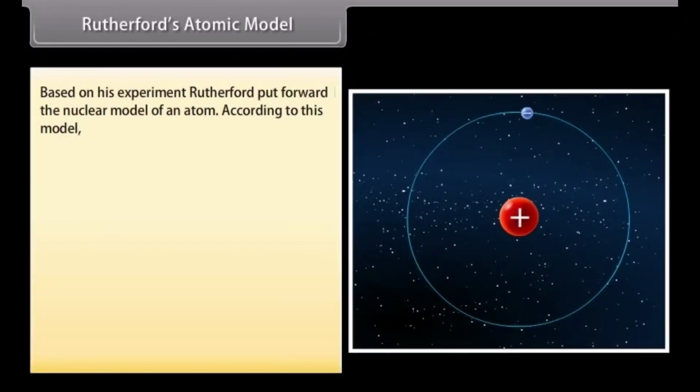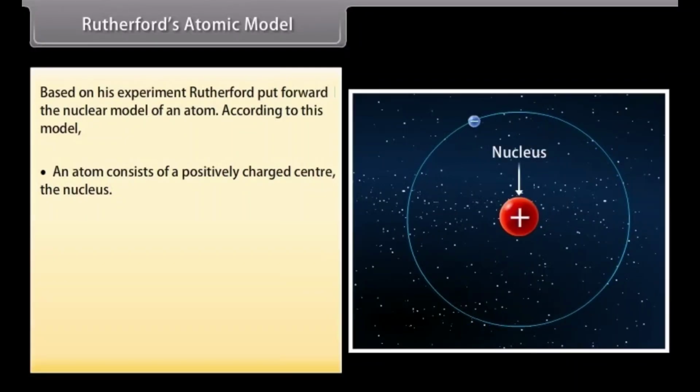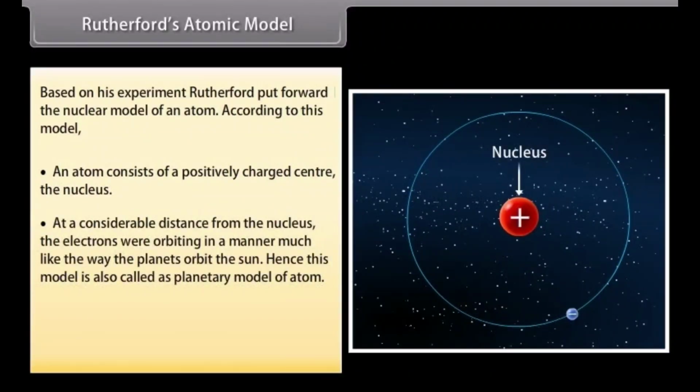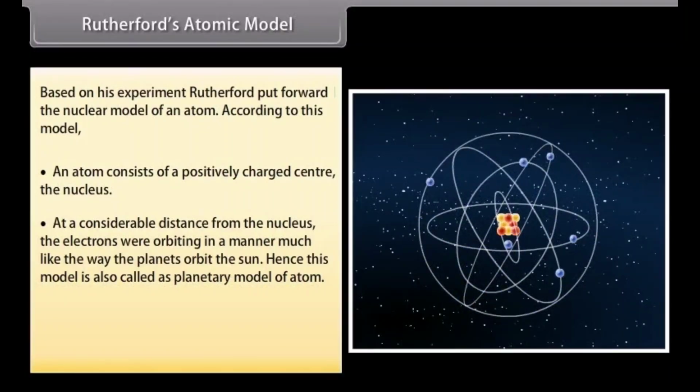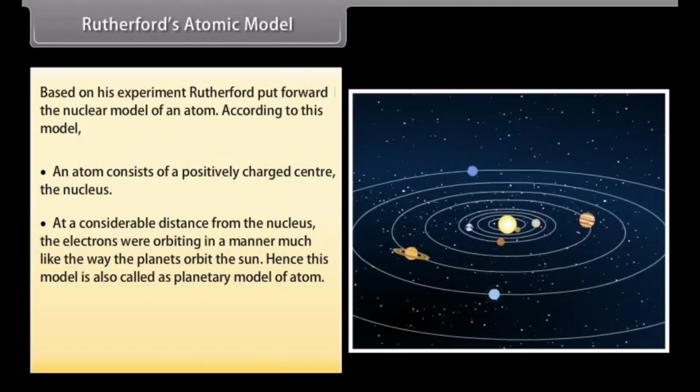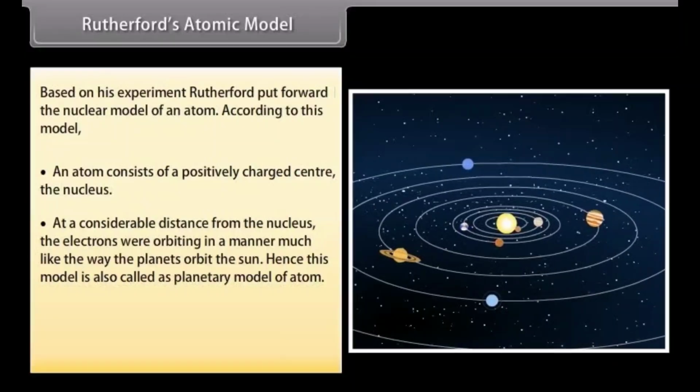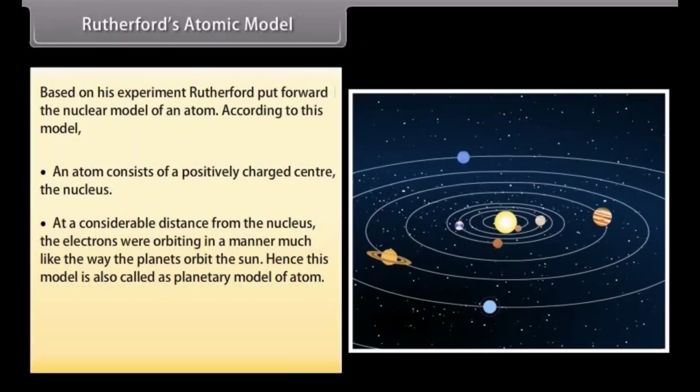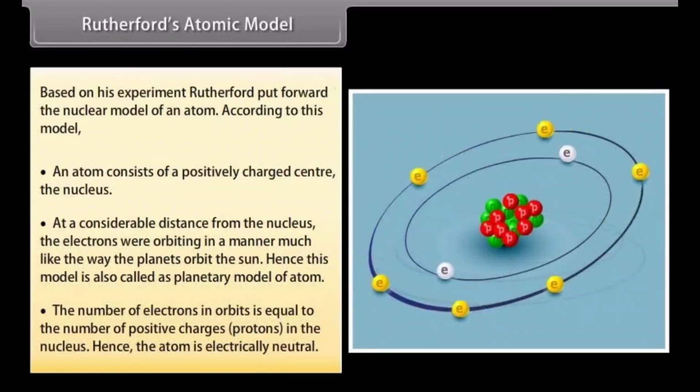Rutherford's atomic model. Based on his experiment, Rutherford put forward the nuclear model of an atom. According to this model, an atom consists of a positively charged center, the nucleus. At a considerable distance from the nucleus, the electrons were orbiting in a manner much like the way the planets orbit the sun. Hence, this model is also called the planetary model of atom. The number of electrons in orbits is equal to the number of positive charges, protons, in the nucleus. Hence, the atom is electrically neutral.